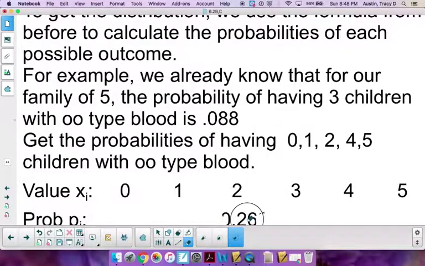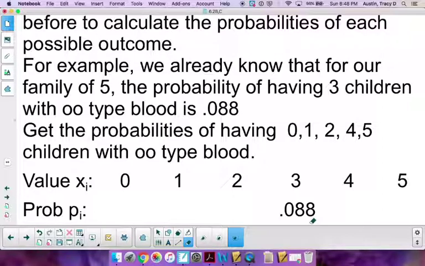Right, we've already got 0.088. Okay, so go back and do your binomial PDFs. And again, all you have to do is change your number of successes. Take 2 minutes, go back and fill this chart in.